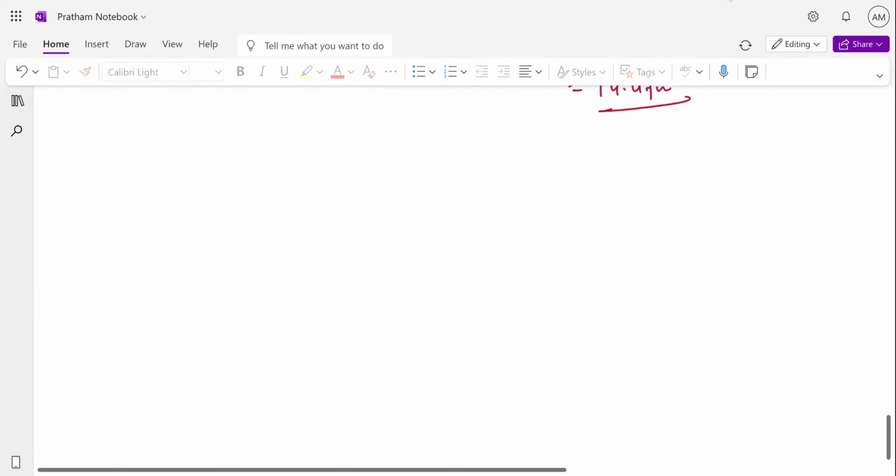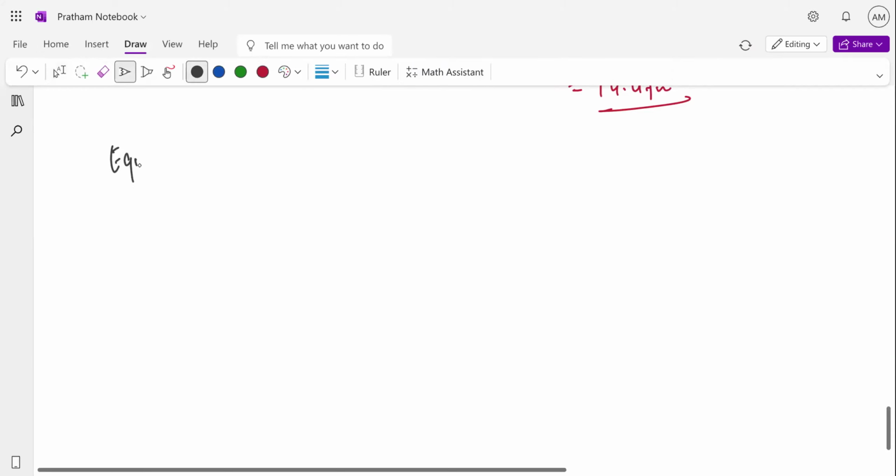All right. So you are clear with the potential thing, right? In the next class, I am going to teach and explain what is equipotential surface. Equipotential surfaces.